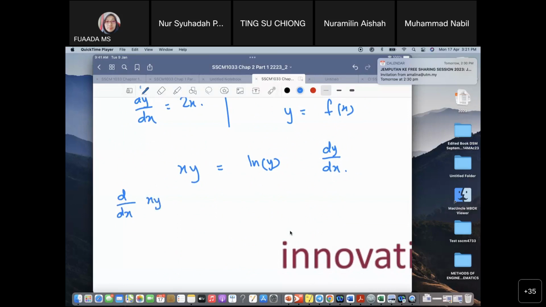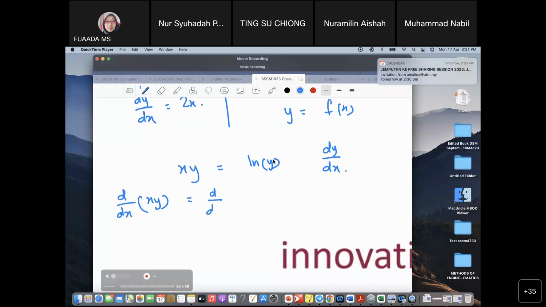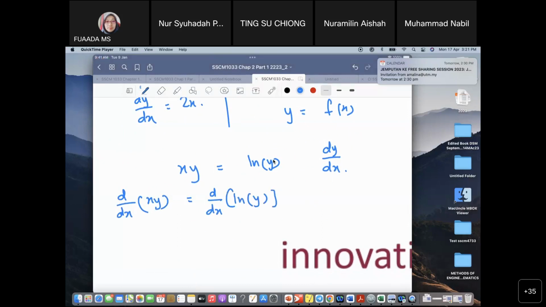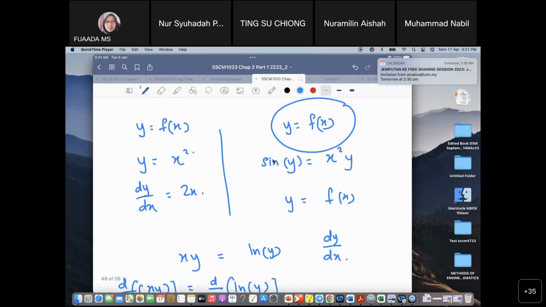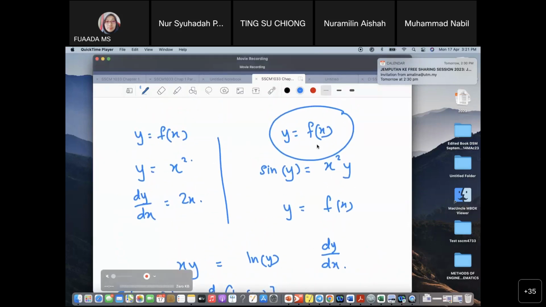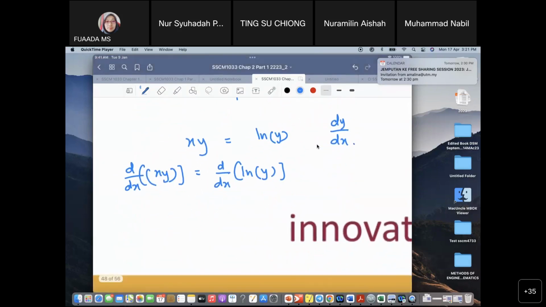So the first term you have xy equal to, and now we go to the second term, but our second term is on the right side. So we have d dx of ln of y. So you kena differentiatekan satu-satu, term by term. Compare with this one, you just differentiate whatever on the right side, betul tak? Tapi kalau implicit, you kena differentiate term by term.